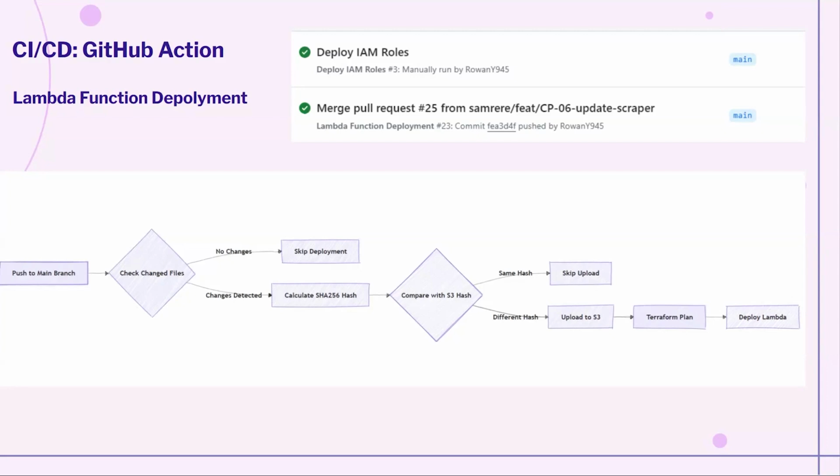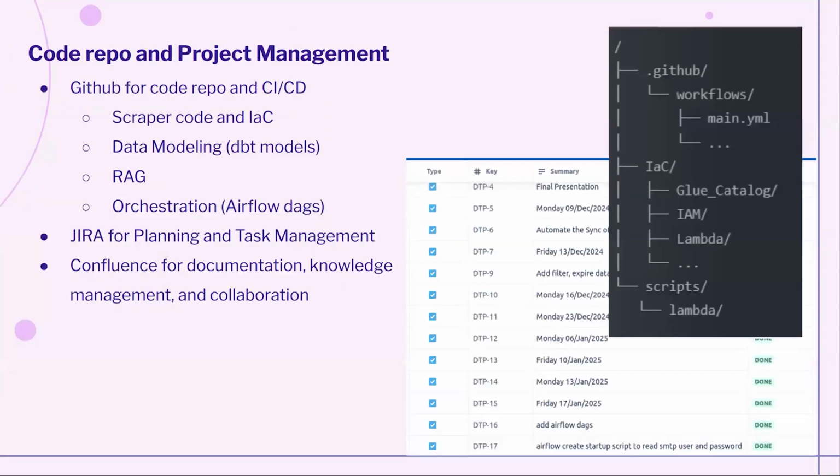Next page, please. And we use GitHub for code repos and CI/CD. We organize our project into multiple GitHub repositories, each dedicated to a specific part of the system. For example, we have separate repositories for the scraper, orchestration with Airflow, DBT for data transformations, and the RAG workflow. This approach helps us keep the code modular, maintainable, and easier to collaborate across different components of the project. We also use Jira to plan and track tasks effectively.